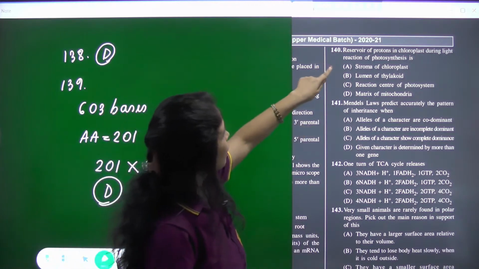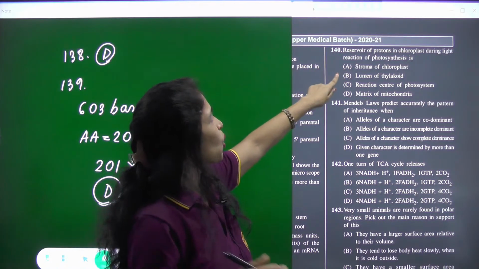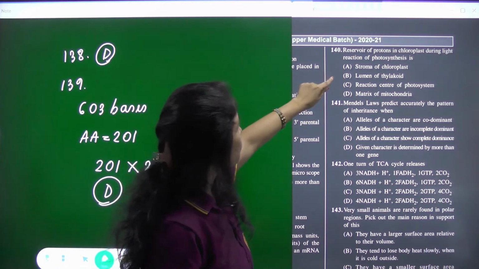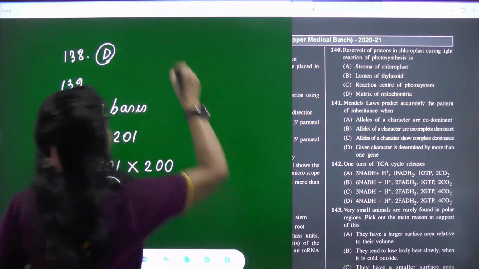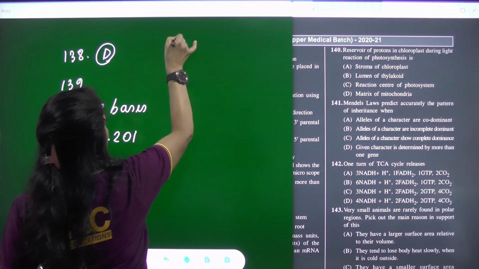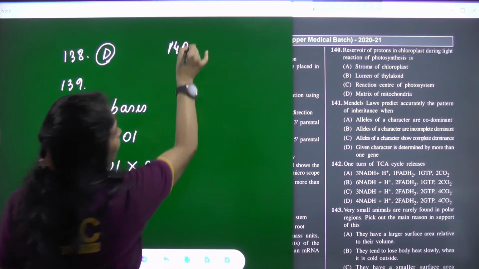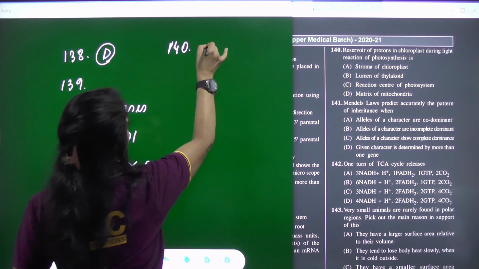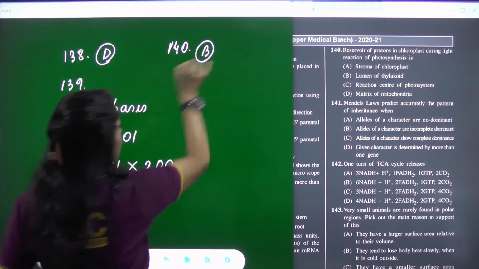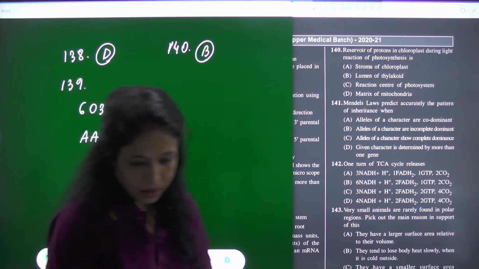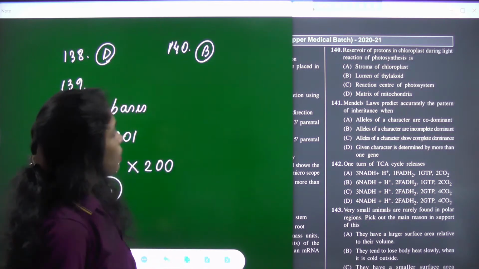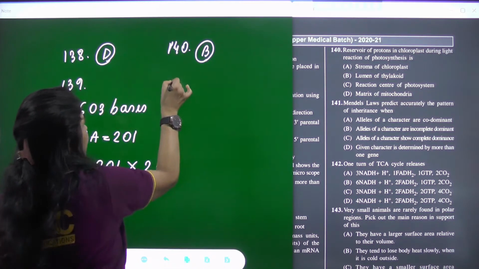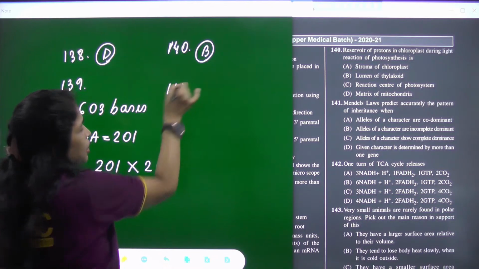So what is the answer? Reservoir of protons in chloroplast during photosynthesis is what? It is the lumen of thylakoid. So 140 के लिए क्या होगा answer? This is lumen of thylakoid. Second option, right? Let's see next question, 141.